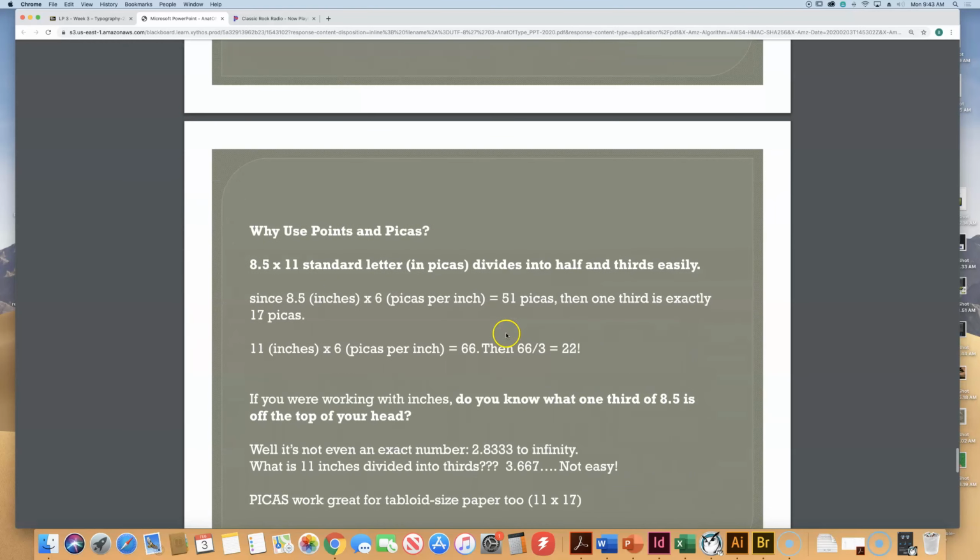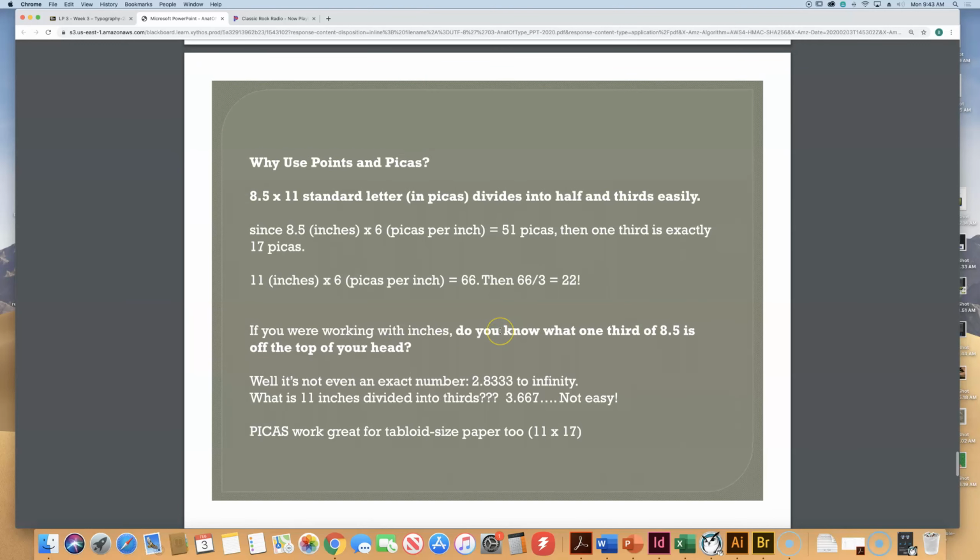All right, why use them? So our standard piece of paper, 8.5 by 11. I want you to measure this into thirds exactly. What's 1/3 of 8.5 inches? Barf, right? Maybe get out your calculator. 1/3 is 2.83333333333. However, if we talk about it in picas, it's very simple.